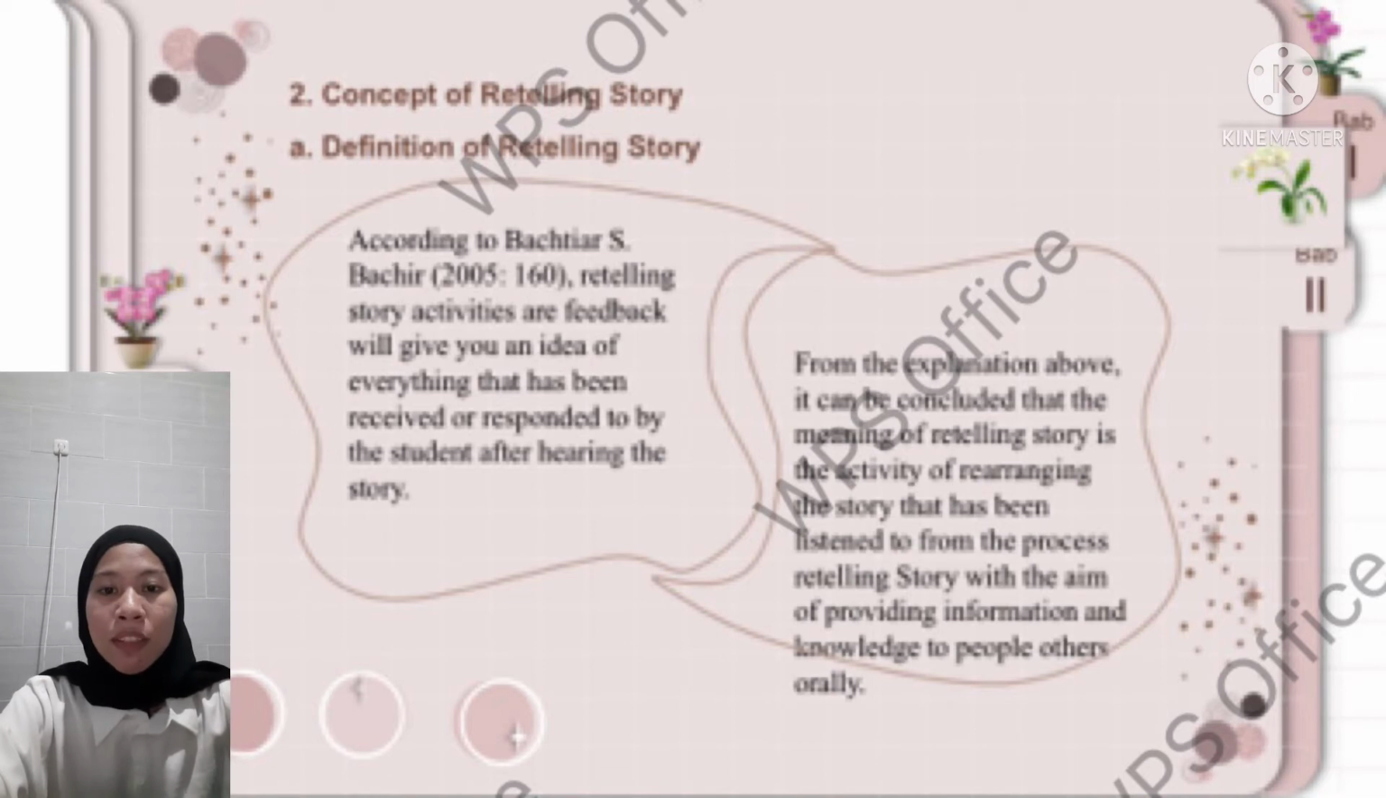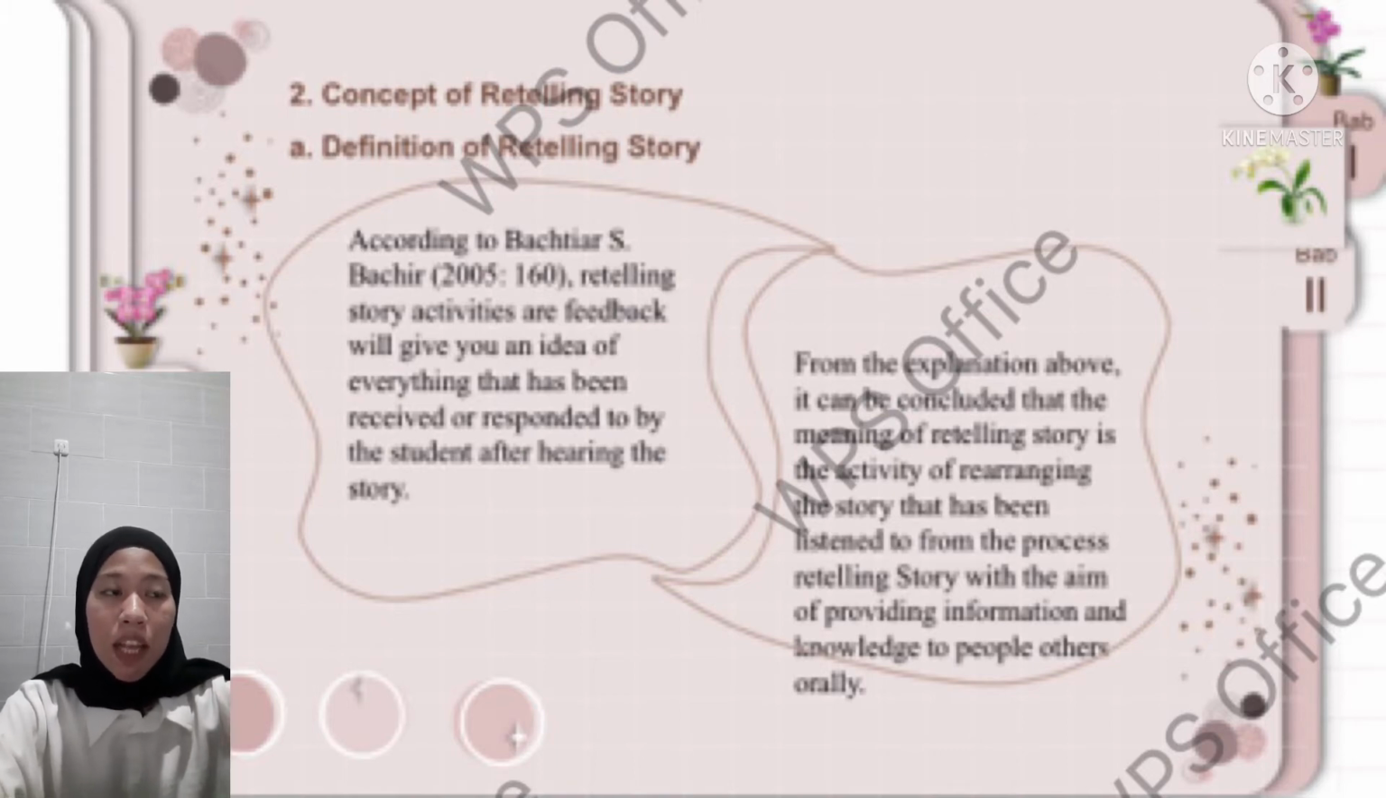A. Definition of retelling story. According to Bashir, retelling story activities give feedback that will give you an idea of everything that has been received or responded to by the students after hearing the story.